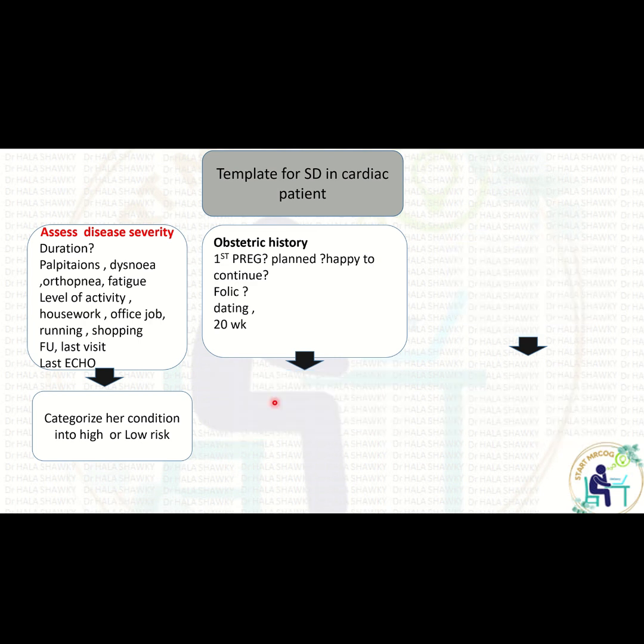We need to take also the obstetric history, which will include the parity, whether first pregnancy, was it planned? Usually it will be unplanned pregnancy, and if it is unplanned, we will ask her if she's happy to continue or not. If she received folic acid, and what about the follow-up of her pregnancy, any complications? So we have to ask about the dating scan, the 20-week scan, the basics. Then we have to cover this obstetric history in both current and previous pregnancies.